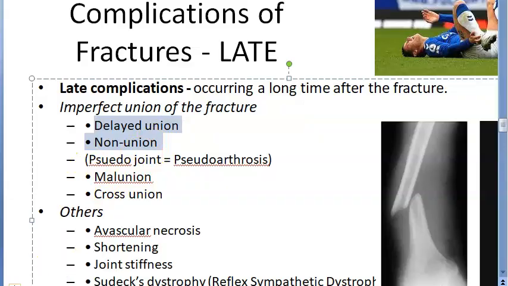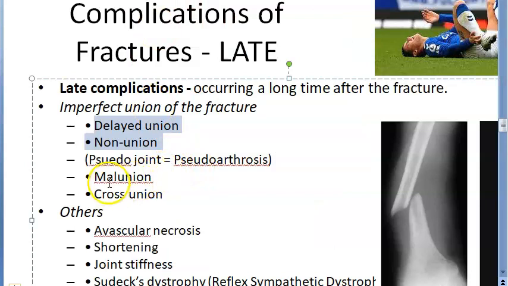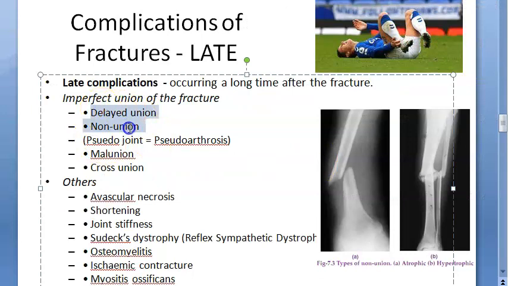Then what else, guys? What do you think? Why do you think there is no union of these fractures? Bone loss, infection, damage to the blood supply. Very good, very good. And then, you didn't reduce it properly. You have to do some closed reduction and all that, or open reduction. You didn't reduce the fracture properly. So there is delayed union or non-union, right?